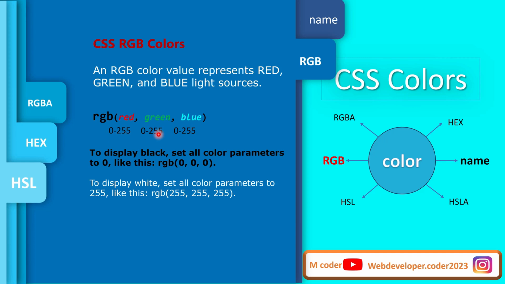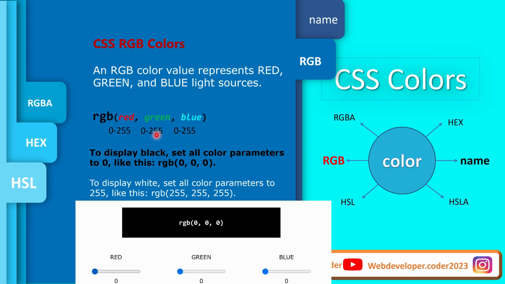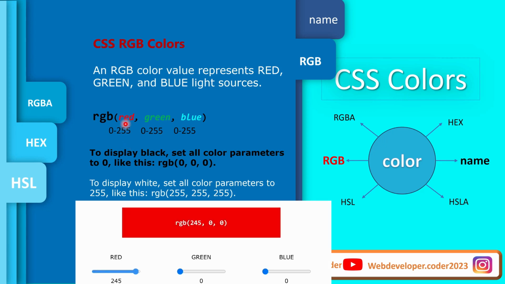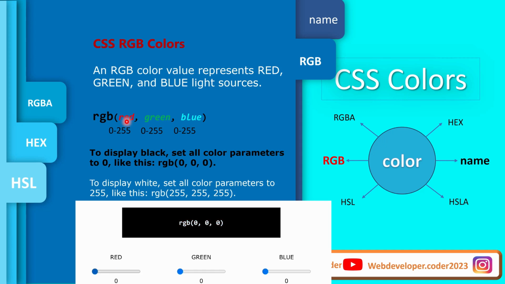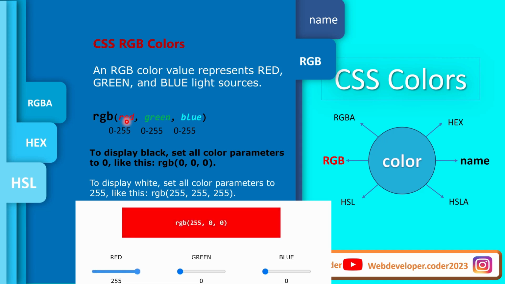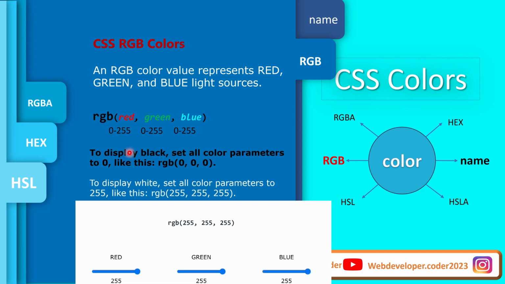Suppose we want to set red color. We put red equal 255, its highest value, and blue and green equal 0. So RGB 255, 0, 0 is displayed as red. To display black, we set all of these parameters to 0, like this. To display white, we set all of them to 255.